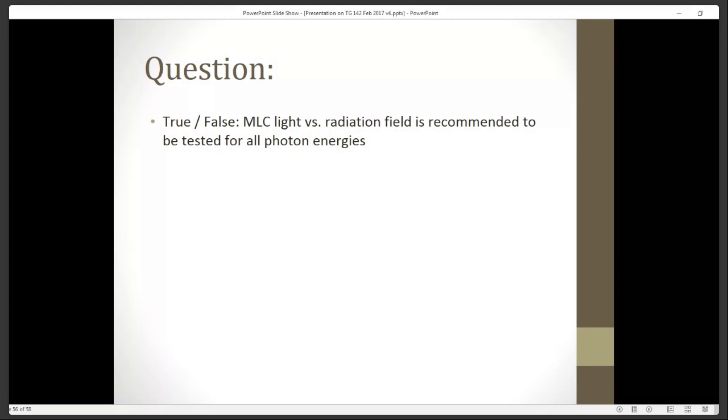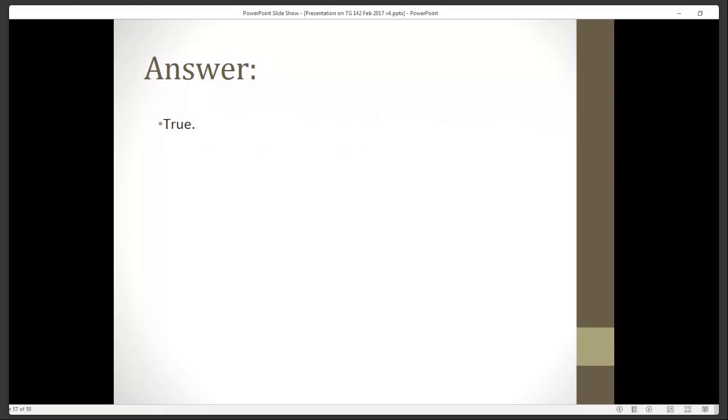All right, I think we can go over the answer. It looks like most people have had a chance to weigh in on the poll. All right, the answer is true, which honestly was surprising to me when I read through the report carefully, but that was their recommendation. All right, and that's all of the information that I have.